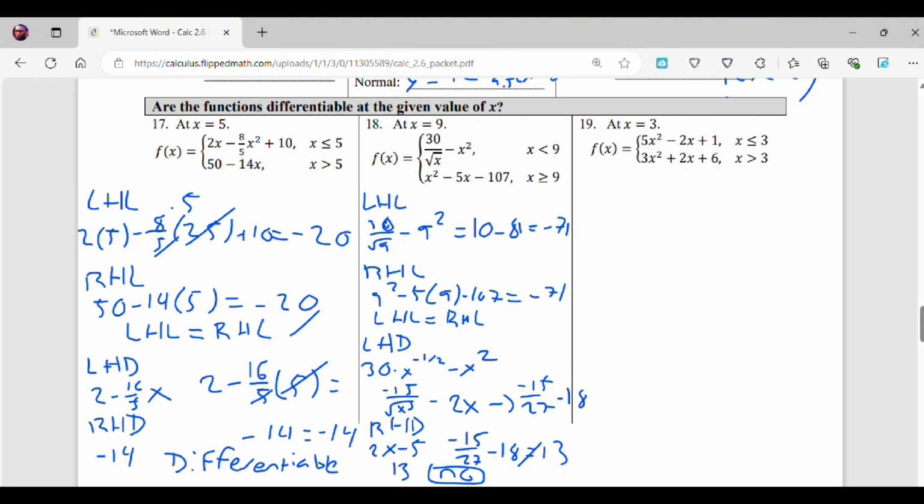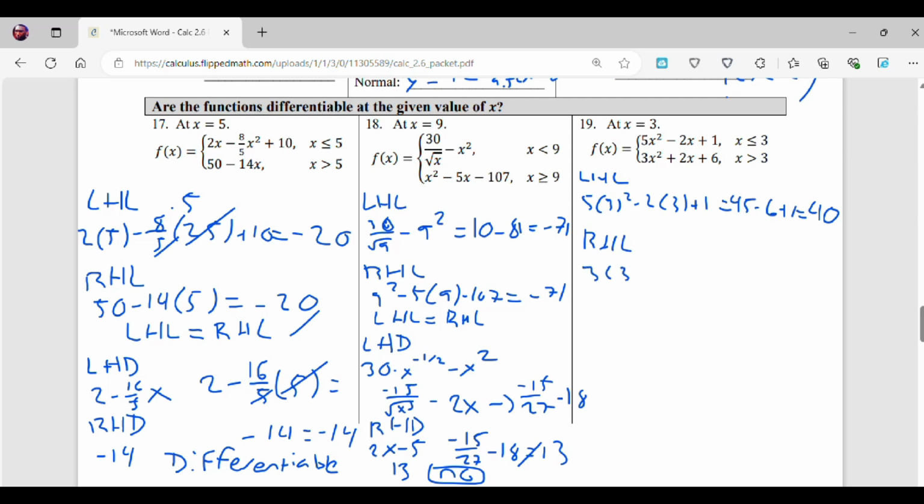So we're going to find our left-hand limit. 5 times 3 squared minus 2 times 3 plus 1. 3 squared is 9. 9 times 5 is 45. Negative 2 times 3 is negative 6, and then plus 1. So it should be 40. Next, we have our right-hand limit. Plug in the 3, right?